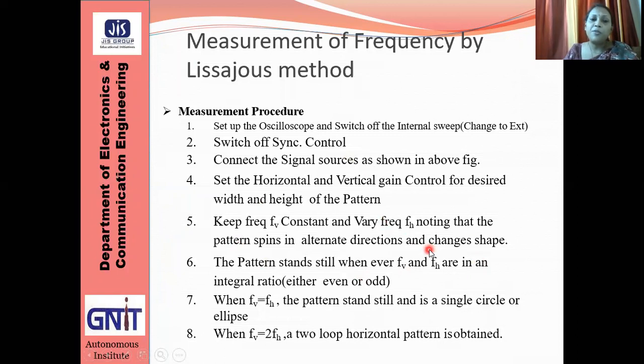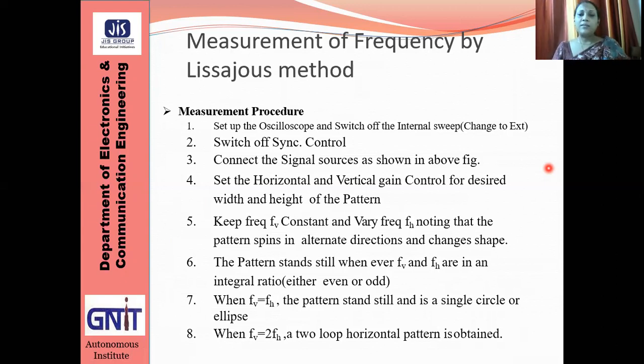So the measurement procedure is: set up the oscilloscope and switch off the internal sweep. Switch off the sync control. Connect the signal source as shown in the previous slide. Set the horizontal and vertical gain controls for the desired width and height of the pattern. Keep frequency FV constant and vary frequency FH. Note that the pattern spins in alternate directions and changes shape.